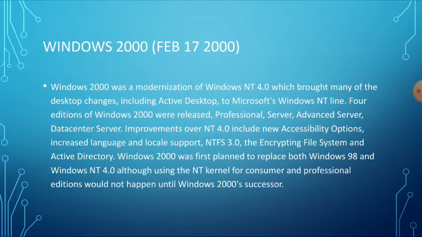Improvements over NT 4.0 include new accessibility options, increased language and locale support, file encryption, and Active Directory. Windows 2000 was first planned to replace both Windows 98 and Windows NT 4.0, all while using the NT kernel. The merging of consumer and professional editions would not happen until Windows 2000's successor.